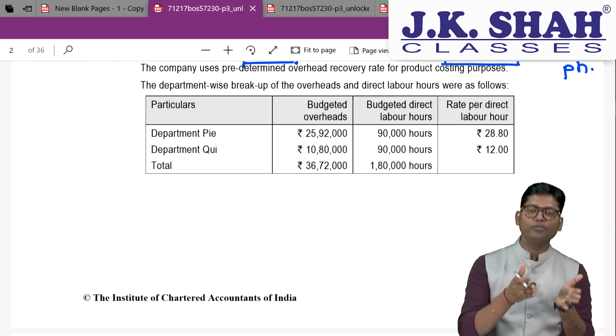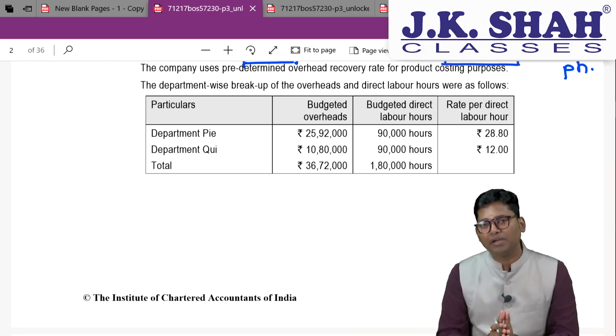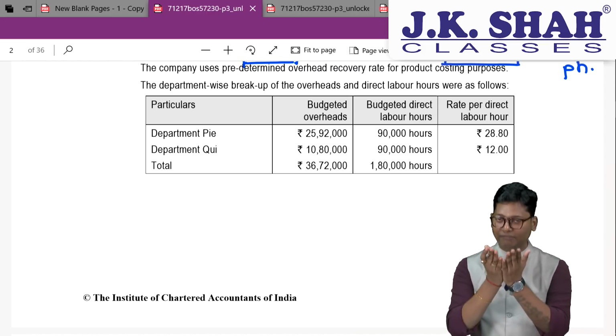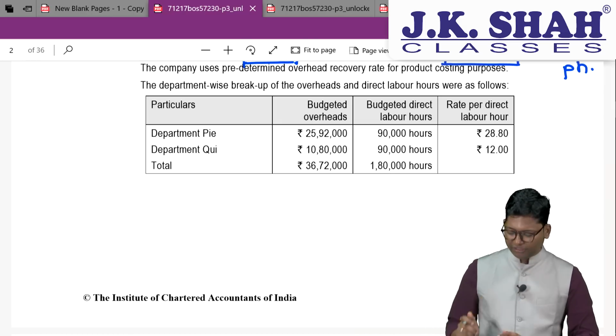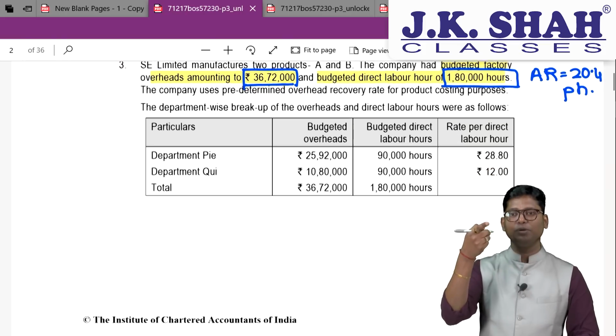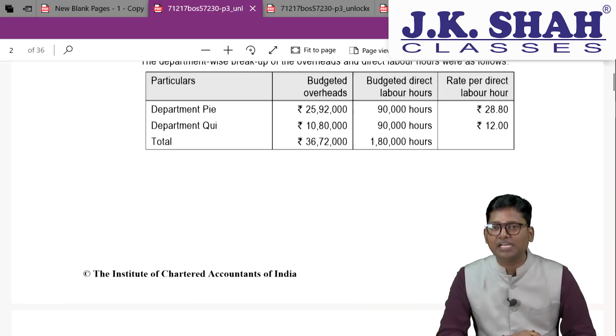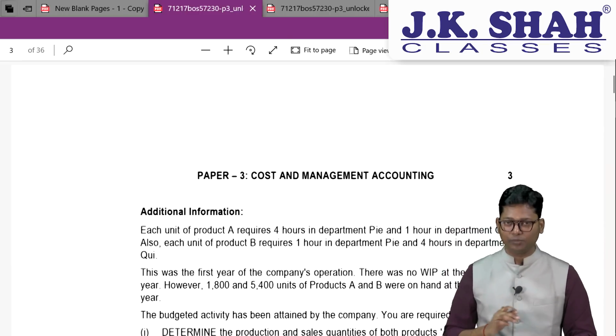When you divide department overheads by department labor hours, you get the given rates. They are 28.8 and 12. They are already computed. The very first rate which we computed is the company's absorption rate, and the rates covered in the table are the departmental absorption rates.